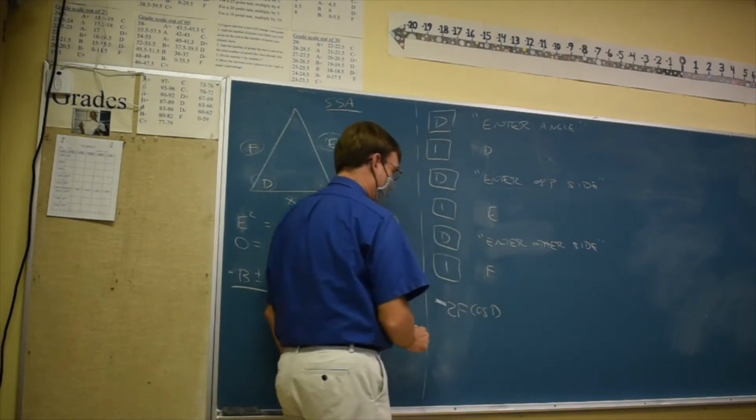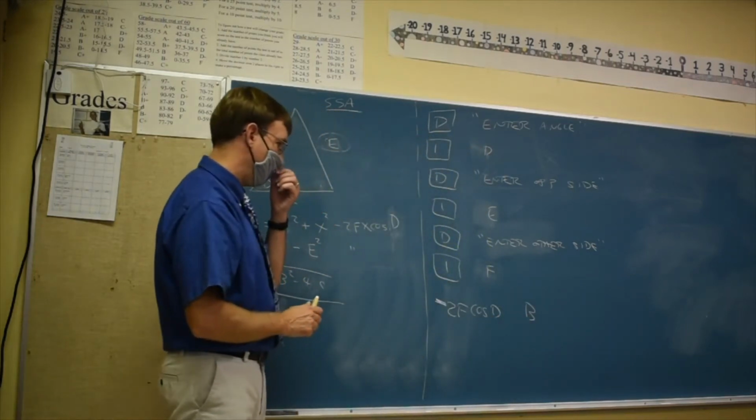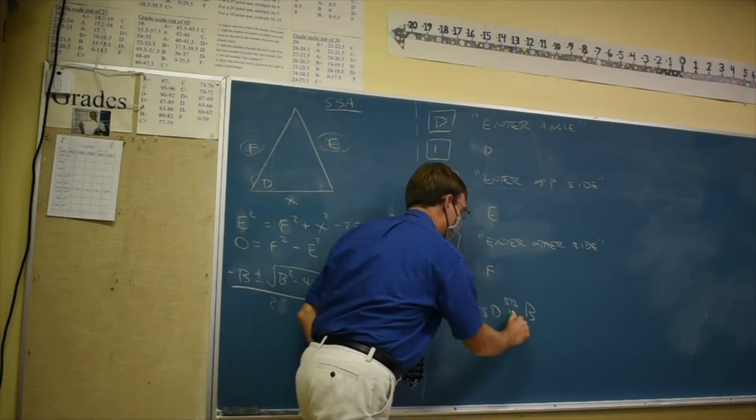cosine D. That needs to take on the name B. What button have we used before to make that take on that name? That is the store button. So we're gonna store that in B.